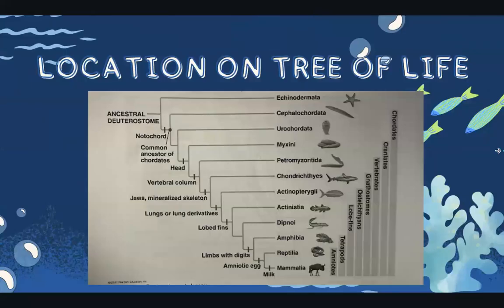So location on the tree of life. So as we can see, it's most closely related to the ancestral deuterostome, which we learned forms the anus first and then the mouth, as compared to the protostome that does the opposite. And so we can see that the starfish is under phylum Echinodermata on the phylogeny tree of life.